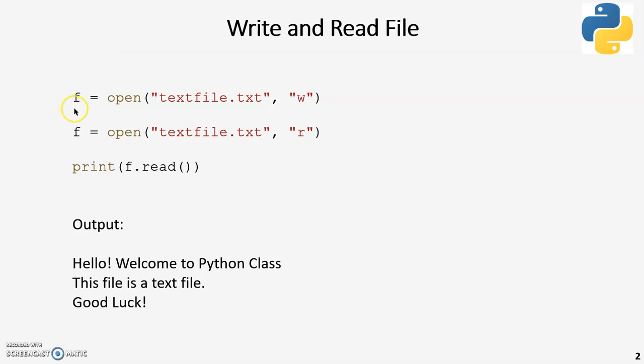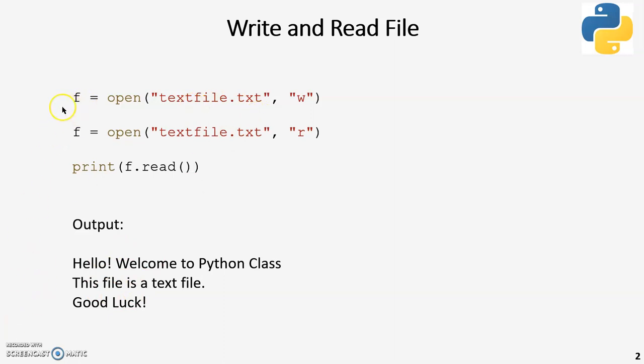If I say f, the file object, is equal to open, I want to open a file with a write mode. Which file do I have to open? A text file, with the name and the extension txt. After that, I want to read that particular file. This file already has data. Let's assume it contains: Hello, welcome to Python class, and good luck. All this already exists in this text file.